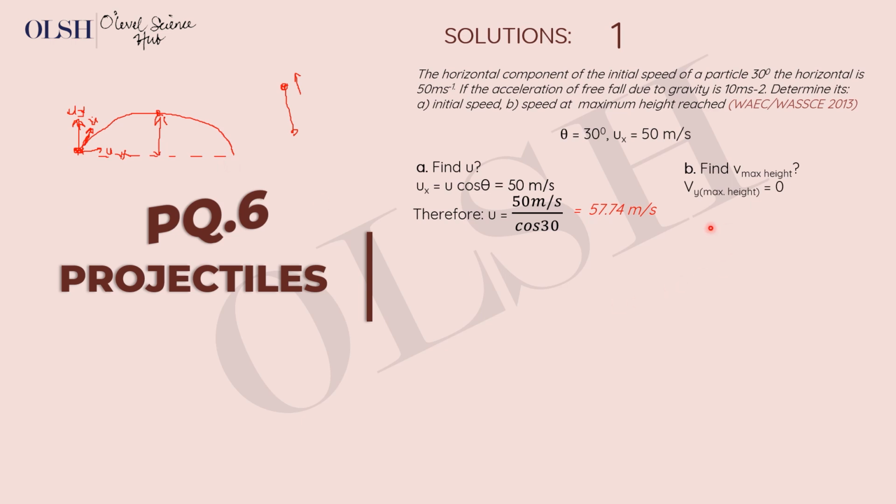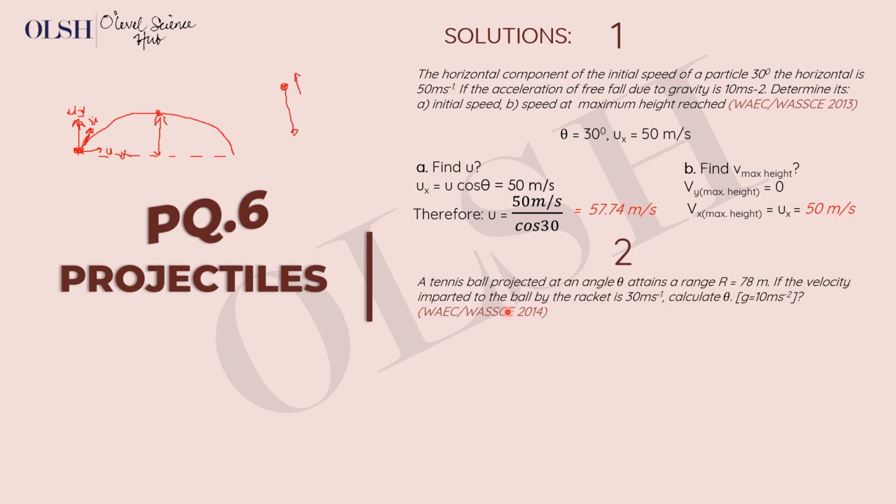So we'll see that Vy at maximum height, that's the vertical velocity at maximum height, is equal to zero. But we also know that the horizontal velocity at maximum height is equal to the initial velocity, because the horizontal velocity doesn't change throughout its journey. So we have our Vx at maximum height to be 50 meters per second.